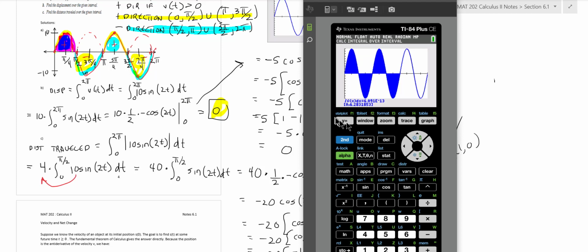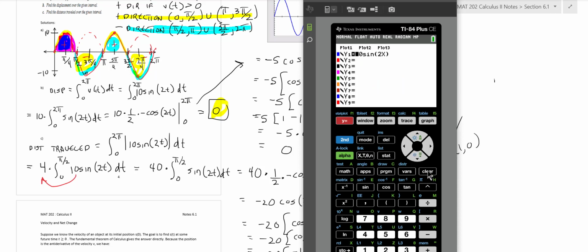You can also do this. This is worth trying. The absolute value function you find in math, number, ABS, and then you could put in 10 sine 2t. Now what that's going to do, this graph, when I put this in, it's just going to move all the humps up above the x-axis.